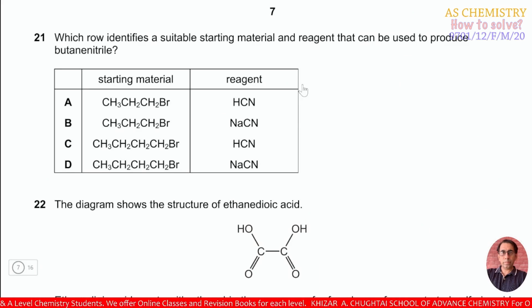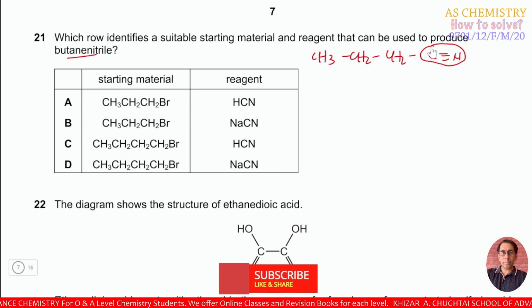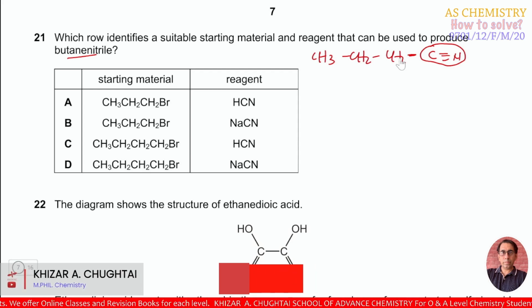Come to question number 21. Which row identifies a suitable starting material and reagent that can be used to produce butanenitrile? What is butanenitrile? This is the formula of butanenitrile: CH3, CH2, CH2, C triple bond N. So this is the nitrile that can be made from a haloalkane. So the halogen is substituted by the CN group, right?